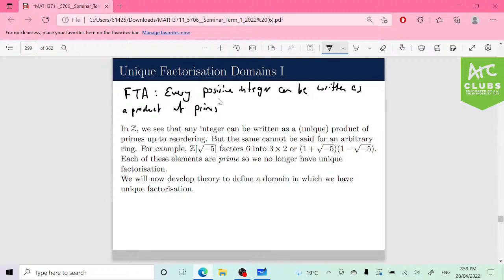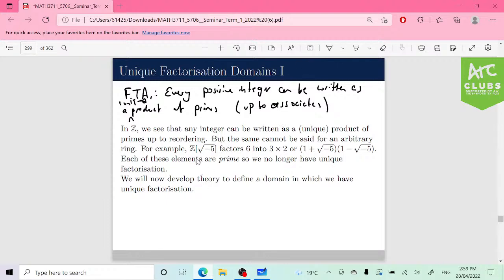Well, actually, every positive integer can be written as a unique product of primes. And the uniqueness is not really true in the normal sense, but that it's unique up to associates. And we'll talk about what associates are later on. But the idea here is that in some rings, the notion of a unique factorization no longer holds true.